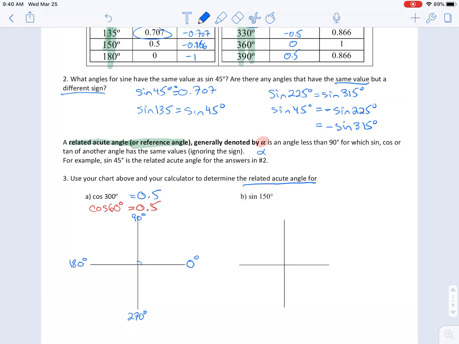And if I were to rotate all the way around, so do one full spin, one rotation, I would end up back where I started, which is 360 degrees. So where would 300 degrees land? If I was rotating counterclockwise, I would go like this, and I would end up between 270 and 360, somewhere like this.